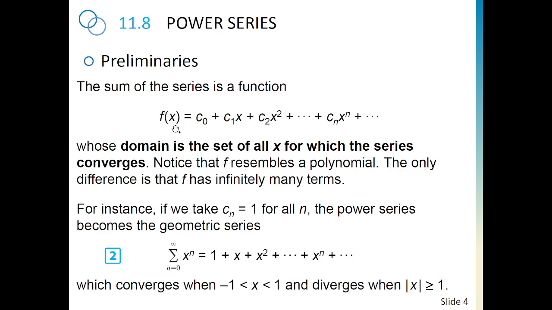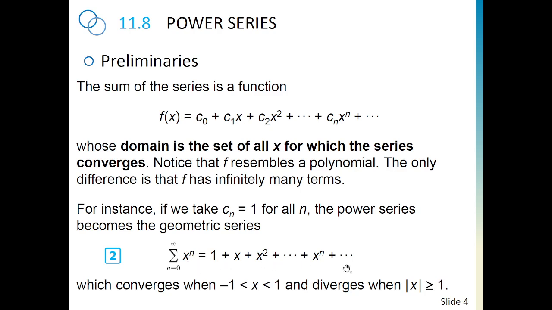So in general, when we have a function, we want to know what's the domain. In this situation, the domain will be all values of x for which the series is convergent. So the domain is the values of x for which the function is well defined. Here we will just have infinitely many terms, so that's why it's not a polynomial. So one example here, a funny one, is a series of x to power n.